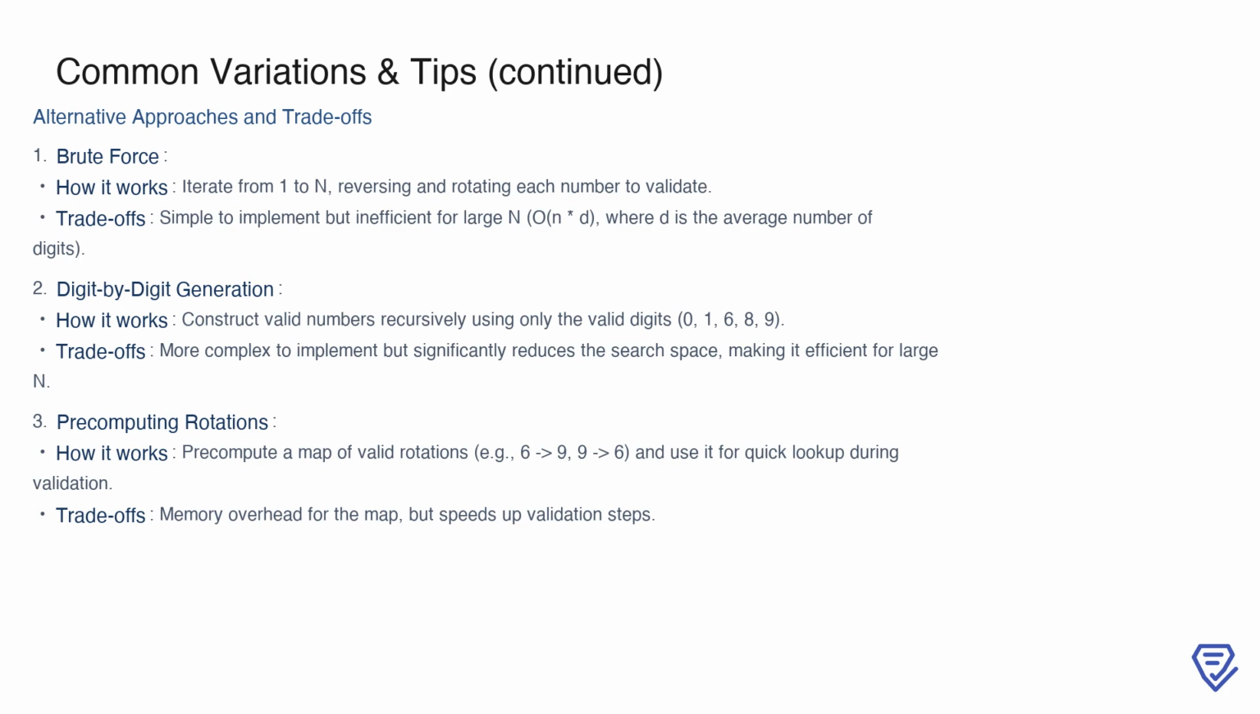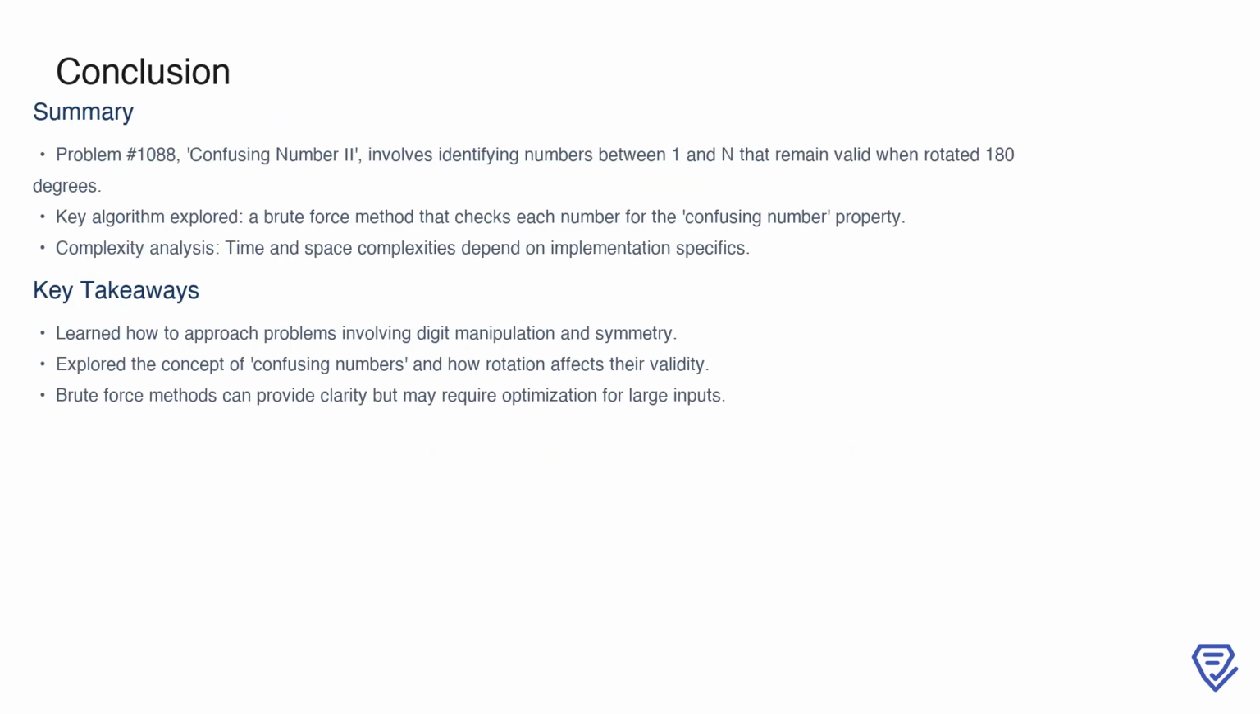A more efficient approach is to generate valid numbers digit by digit, using recursive construction. By leveraging only the valid digits 0, 1, 6, 8, and 9, you can significantly reduce the search space. This method is faster but requires more careful implementation. Another option is to pre-compute a map of valid rotations, such as mapping 6 to 9 and 9 to 6, to speed up the validation process. However, this approach comes with the trade-off of increased memory usage for storing the map. Choosing the right approach depends on the problem constraints and the balance between time complexity and memory usage that best fits the scenario.